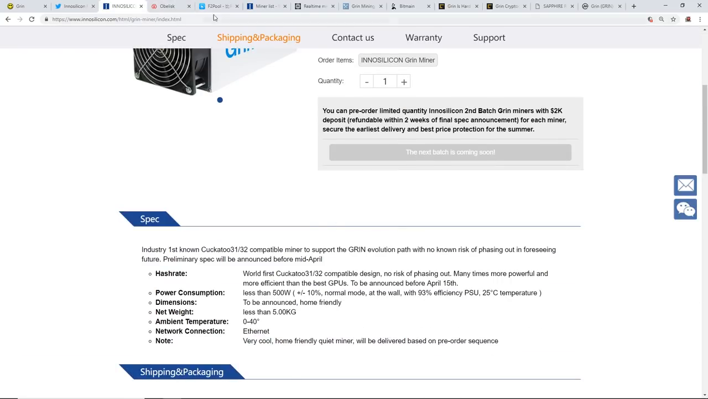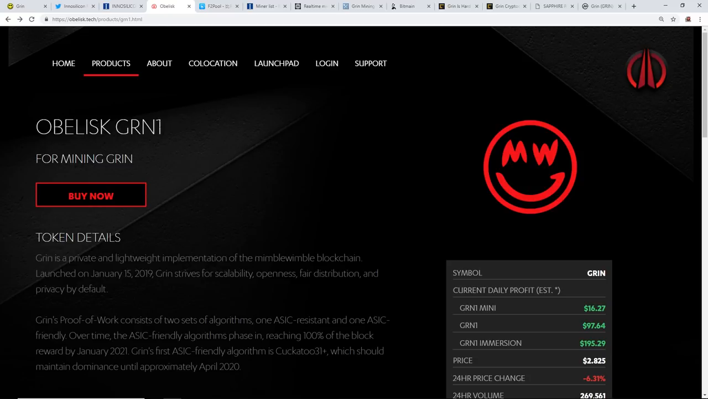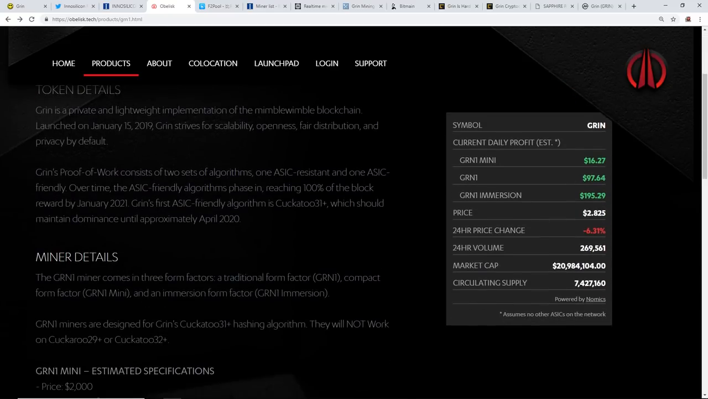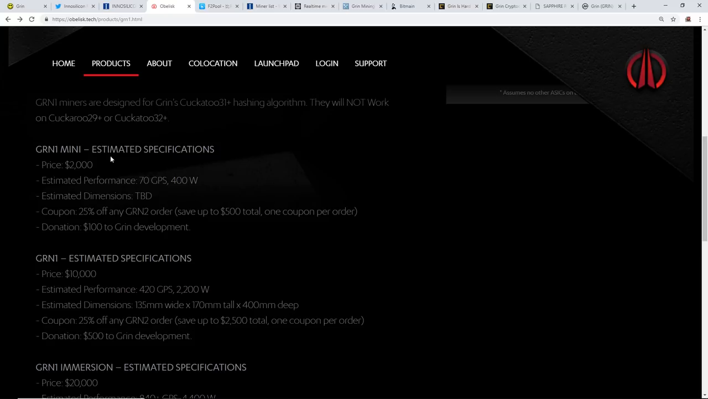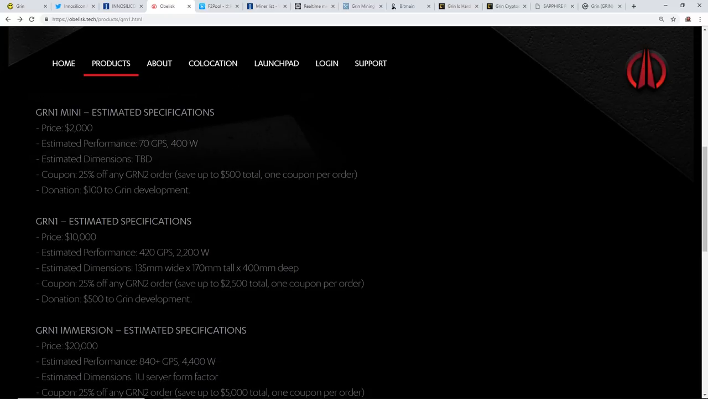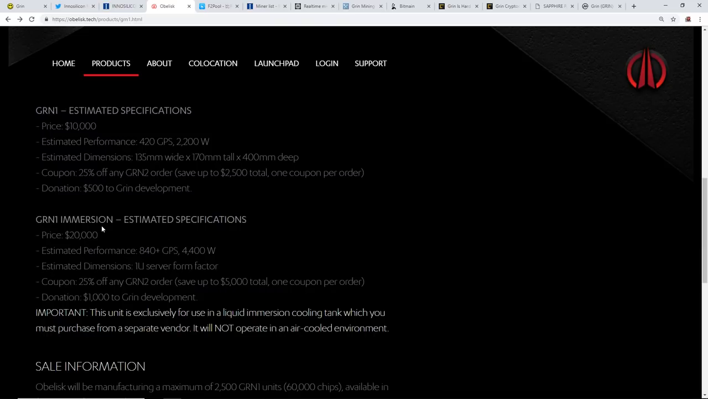Now, they don't show the hash rate here, but let's look at Obelisk. Obelisk has their Grin 1, and as you can see here, they have the price and estimated specifications. For example, you can buy a Grin 1 Mini for $2,000. Estimated performance is 70 graphs per second at 400 watts. Next, they have a Grin 1, which seems to be the standard one: $10,000, estimated performance 420 graphs per second at 2,200 watts. Jeez. And then they have the Grin Immersion: $20,000, 840 plus graphs per second, 4,400 watts. Man, that's crazy.